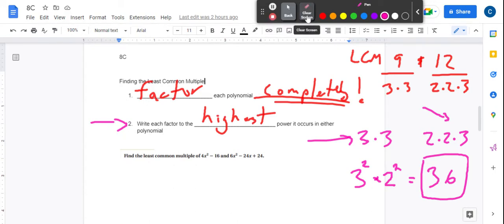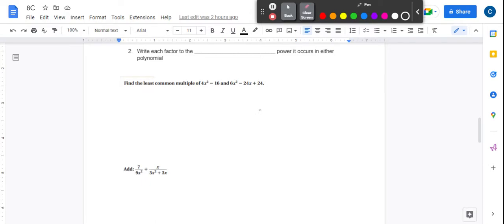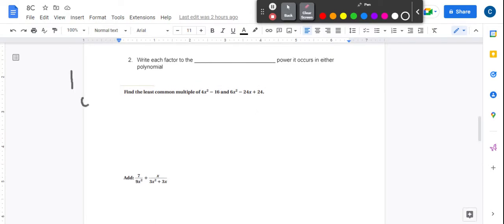All right. So, least common multiple of 4x squared minus 16 and 6x squared minus 24x plus 24. Let's start here with the 4x squared minus 16. First thing we could do is factor the 4 out. When we did factoring, the first thing we wanted to do is ask, is there any number we can divide out of there before we apply any of our rules? So we divide the 4 out and we end up with 4 times x squared minus 4.